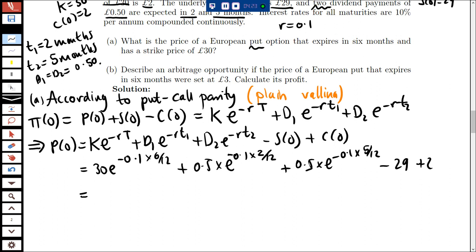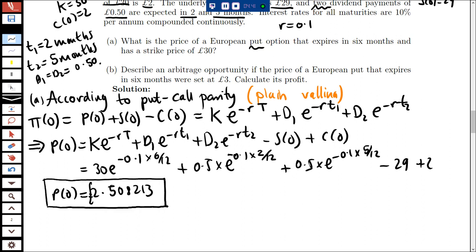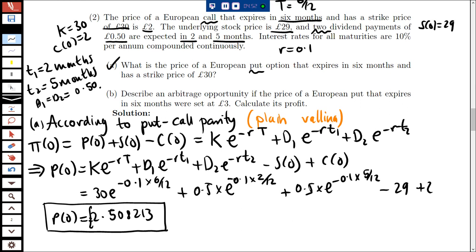Let's use all the values in the question. We get the value of the put option is about £2.50 or 2.508213. Okay, so using this adjusted put call parity, we get the value of the put is about £2.51. Okay, standard question, given lots of information about the market, either a put or a call, you need to calculate the other one. Let's take a look at part B.